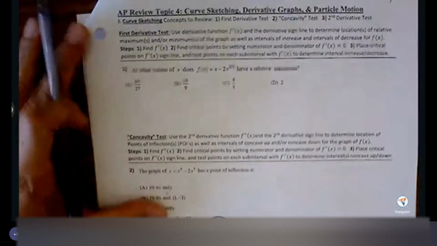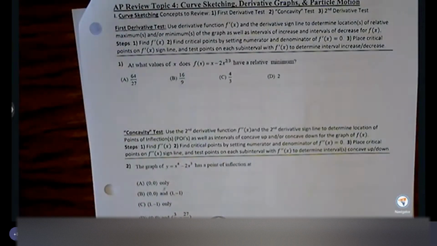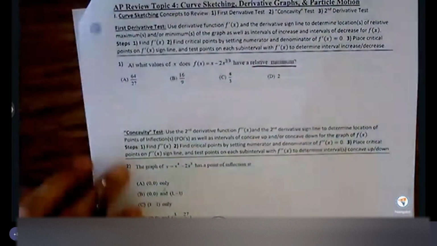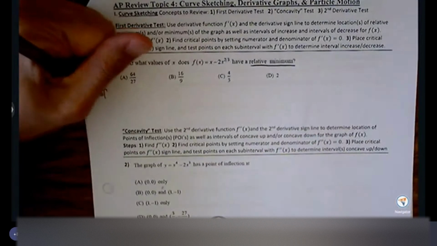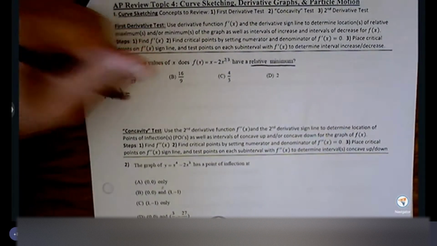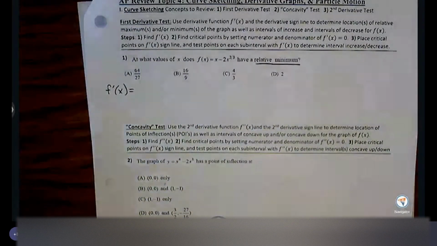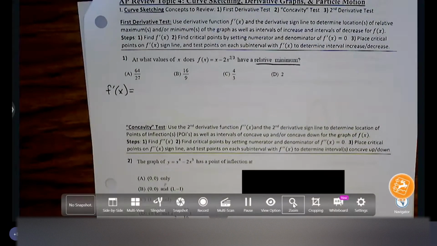All right, so let's look at number 1. At what value of x does our function have a relative minimum? So relative minimum, we know that's going to come from first derivative. So we'll just go right into it. F prime equals. Our function is nicely set up for power rule. We can go and apply power rule. No need to make any adjustments.